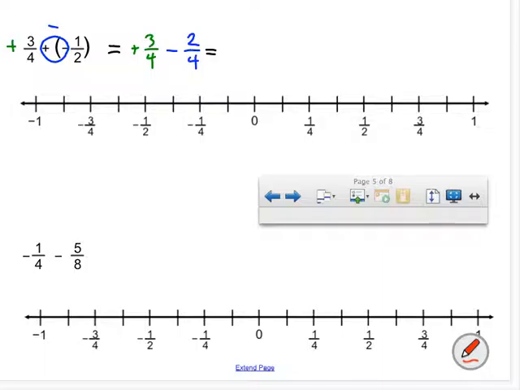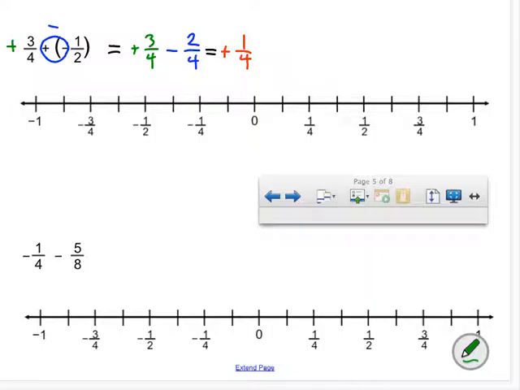You're saying negative 1/4? Okay, so it is going to be 1/4. You are taking the difference, but you keep the sign of the larger magnitude, and positive 3/4 is farther away from 0 than negative 2/4. So it's going to be a positive 1/4. So let's go ahead and draw this up.